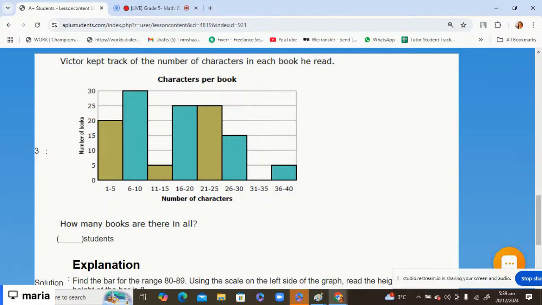The number of characters are given: 1 to 5, it's 20; 6 to 10, it's 30; 11 to 15, it's 5; 16 to 20 and 21 to 25, these are the same, that is 25, 25; 26 to 30, it's 15; 31 to 35, it's 0; and 36 to 40, it's 5. How many books are there in all?